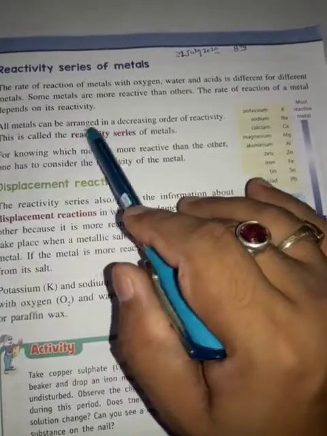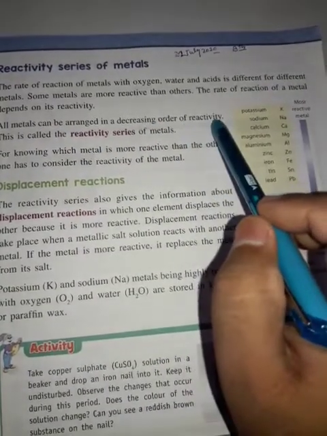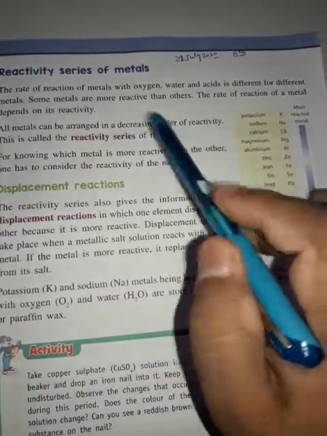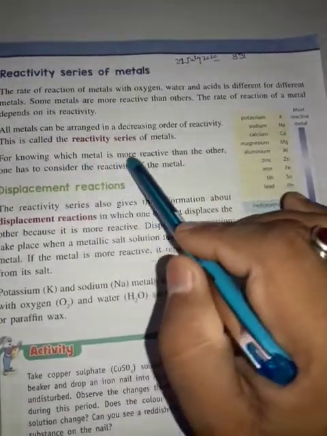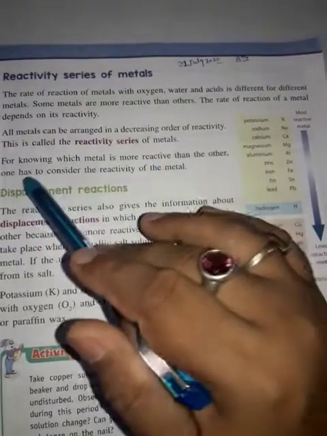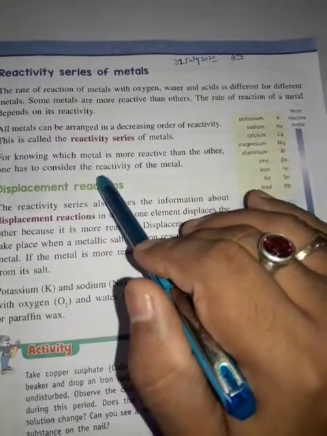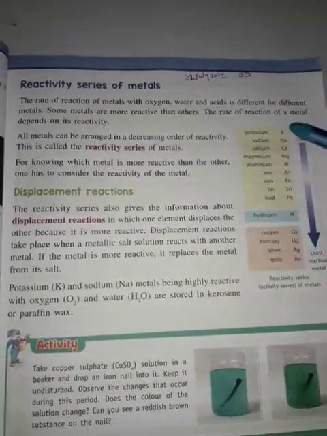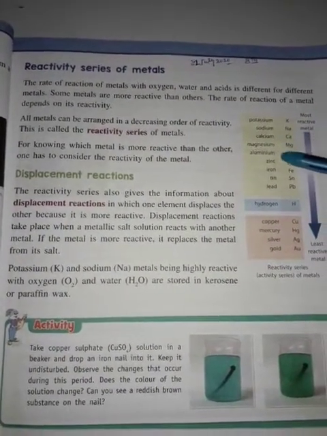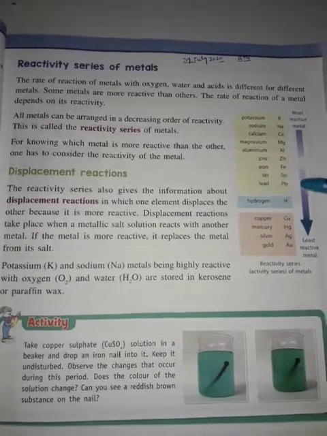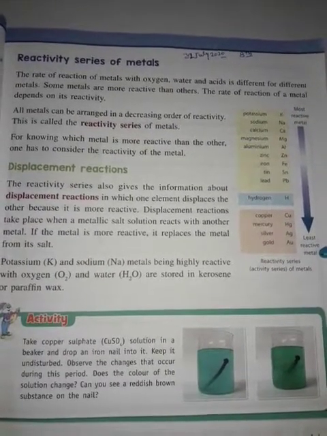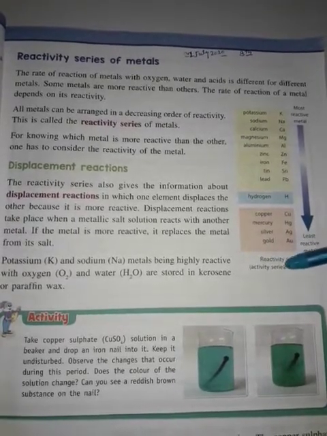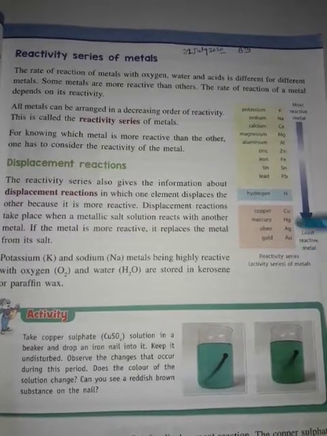All metals can be arranged in decreasing order of reactivity. This is called the reactivity series of metals. To know which metal is more reactive than another, one has to consider the reactivity of the metal. So you have seen here, this is the most reactive metal and here the least reactive metal, in the reactivity series or activity series of metals.